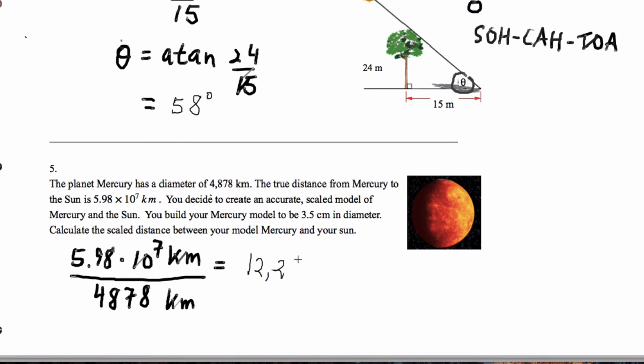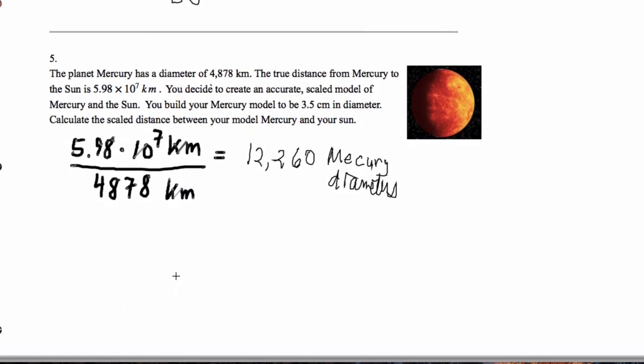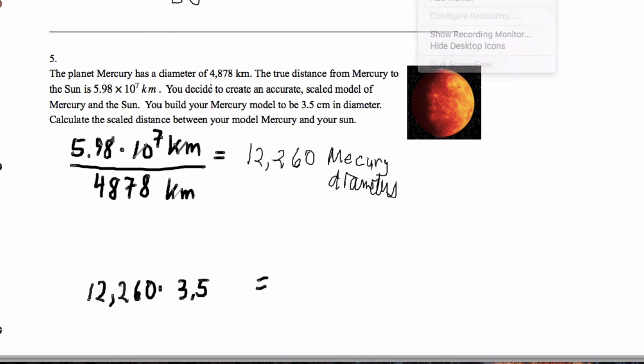12,260 Mercuries fit in between. So Mercury diameters is what I would say. And so if we want to know how long that is, we're just going to multiply by the distance. So 12,260 times 3.5 centimeters, and that's going to end up giving me 42,910 centimeters.